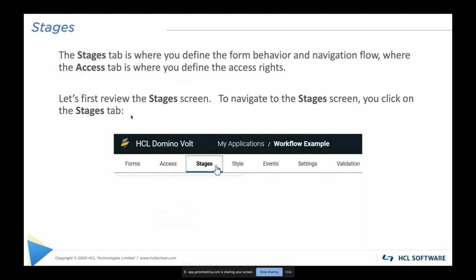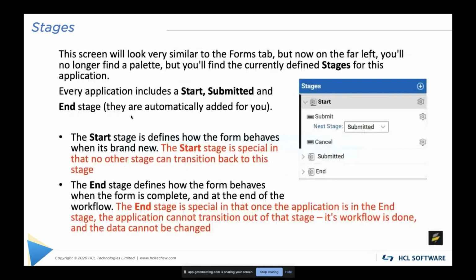Obviously, to access it, it's under the Stages tab. It's very similar to the form view in the sense that you'll see your form in the middle of the page, you'll see your stages to the left, and you'll see your pages to the right. There are just some nuances around it. Every application, when you create it, includes 3 stages out of the box. You'll get a start, which is where everybody obviously starts. You'll get a submitted, and then an end.